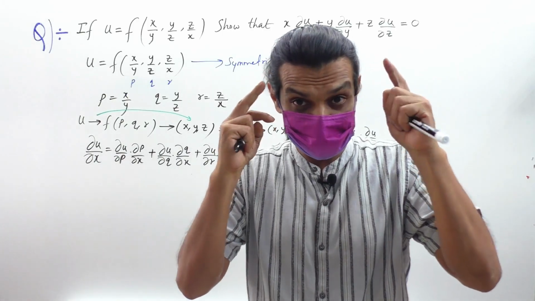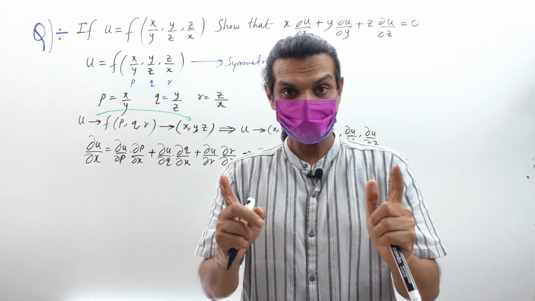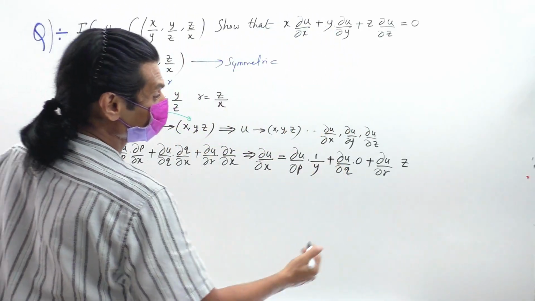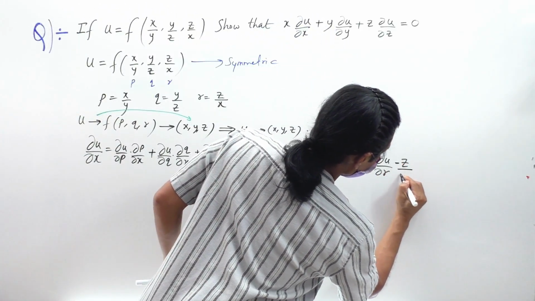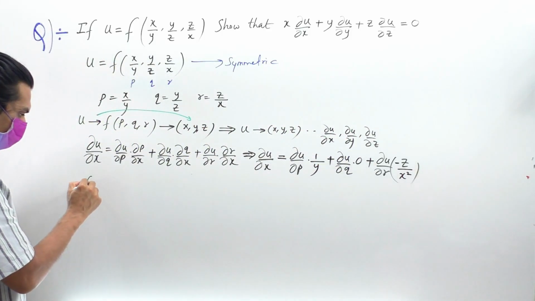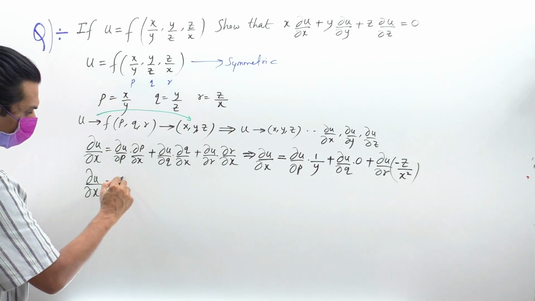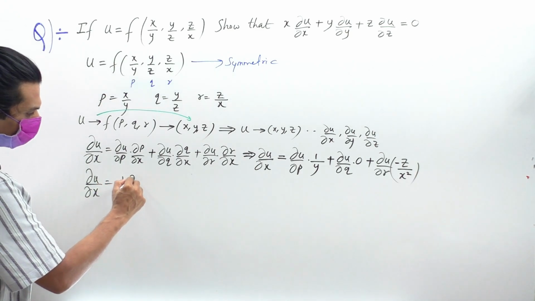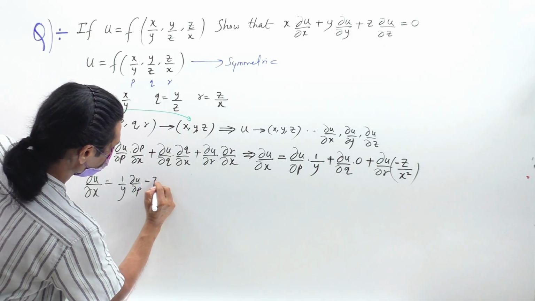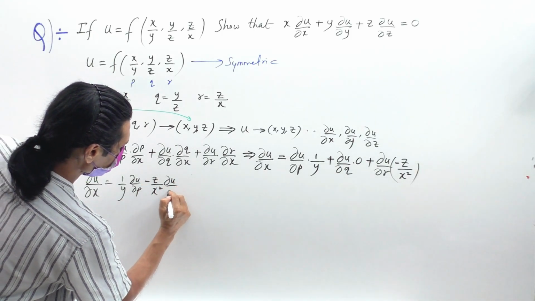Differentiation of 1 by x, listen carefully, is minus 1 by x square. Differentiation of 1 by x is minus 1 by x square. So into minus 1 by x square. That's it. Therefore, we can write dou u by dou x is equal to 1 by y dou u by dou p minus z by x square into dou u by dou r.